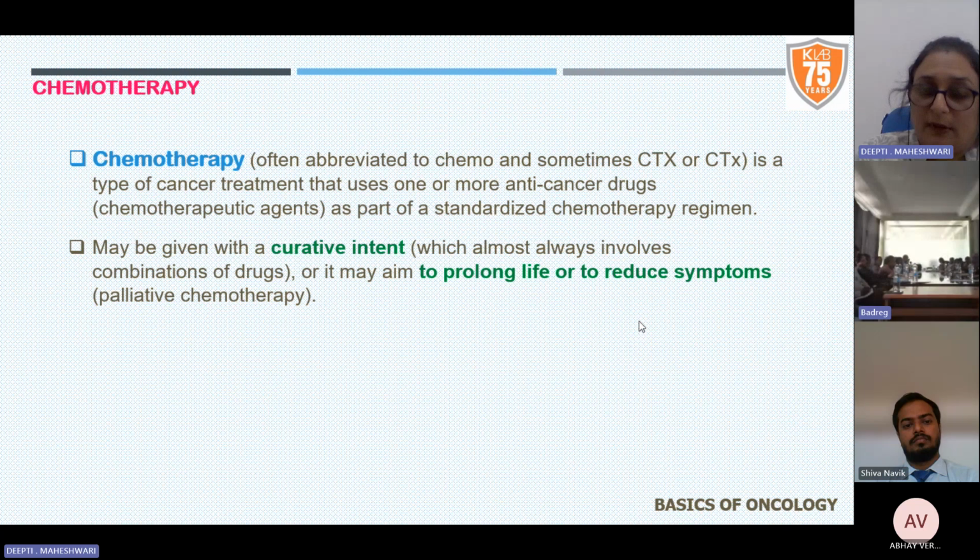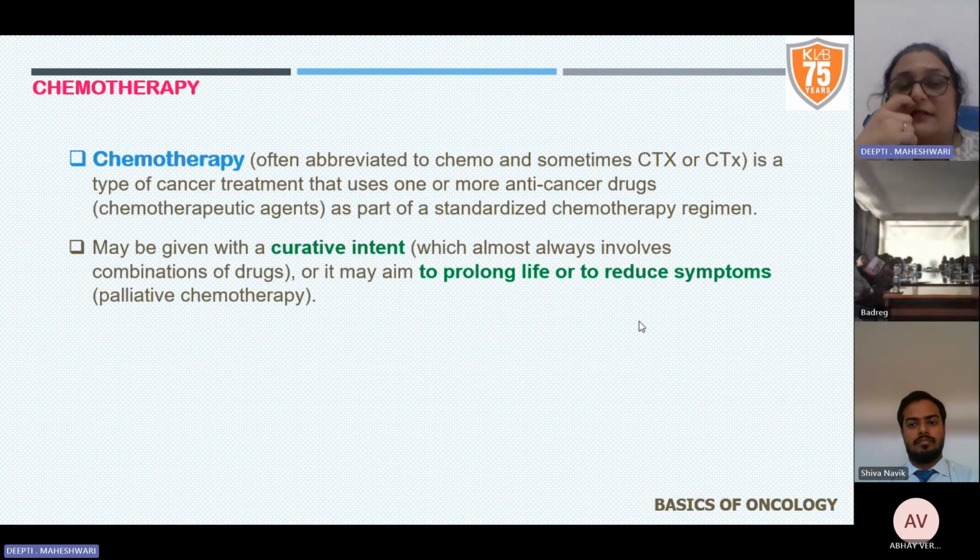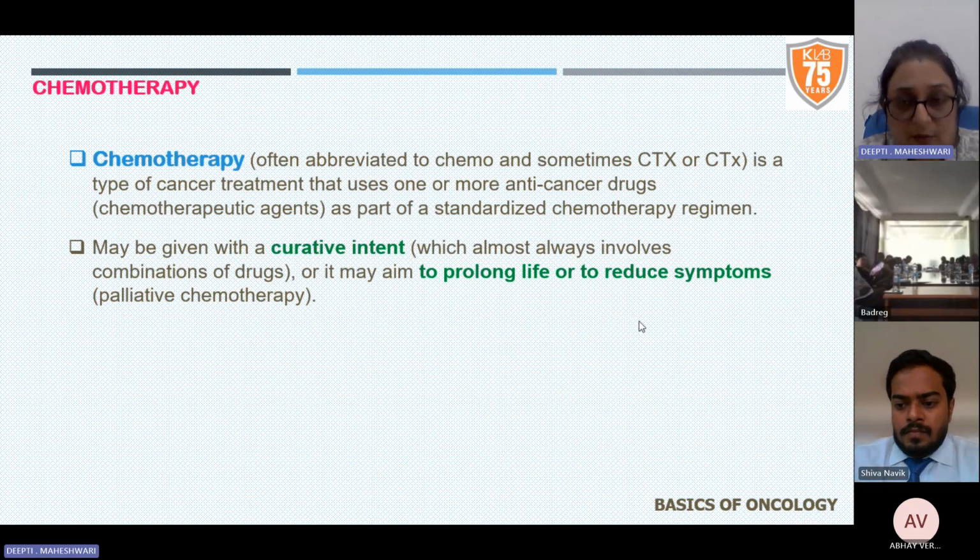Okay, so chemotherapy can be given to treat the patient so that the patient gets free of cancer. Sometimes chemotherapy is just given to prolong life when treatment is not possible. So you give chemotherapy to increase the lifespan of the patient, and at times it is given to reduce the symptoms, because we know patients who have cancer can suffer from pain, may have diarrhea, nausea and vomiting. So you give chemotherapy so that the patient's quality of life improves, and that is called palliative chemotherapy.